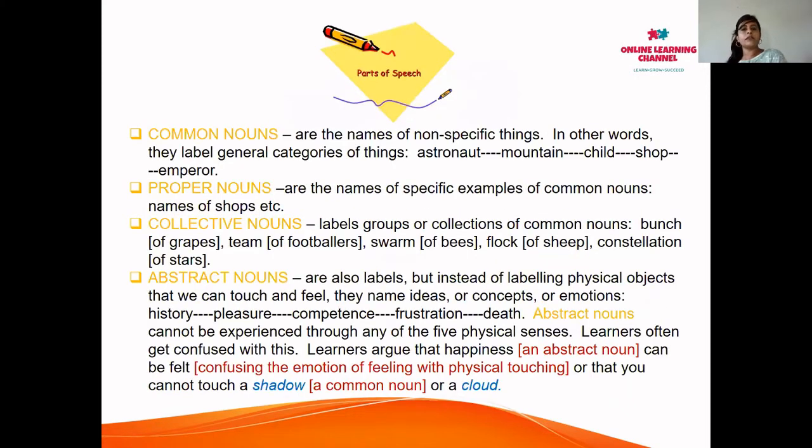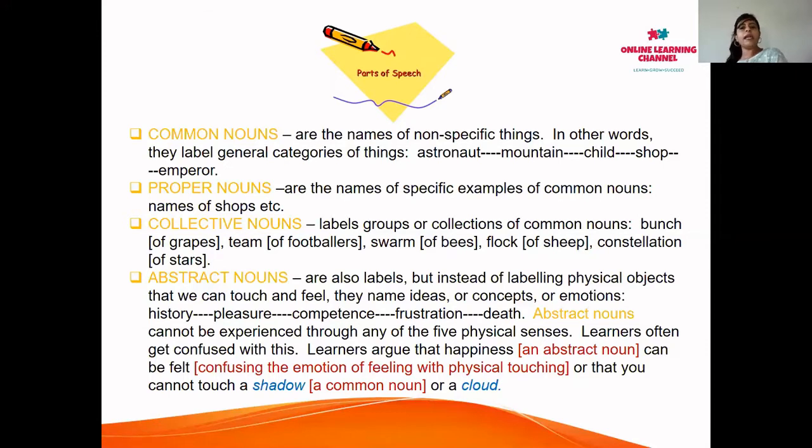Right, common nouns are the names of non-specific things. In other words, they label general categories of things. Example, astronaut, mountain, child, shop, and emperor. Proper nouns are the names of specific examples of common nouns, the names of shops, etc.